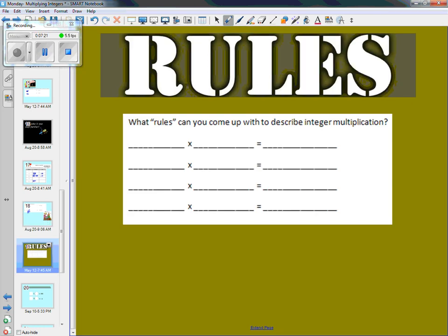So I want you to write in here, looking at your rules chart if you need to, what rules do we have for integer multiplication? So what I'm looking for here is you can put symbols in here, you can put plus and minus and what the answer will be, whether it'll be positive or negative. Okay? So for example, I know from grade school that a positive times a positive is a positive. And you can write the words in there also.